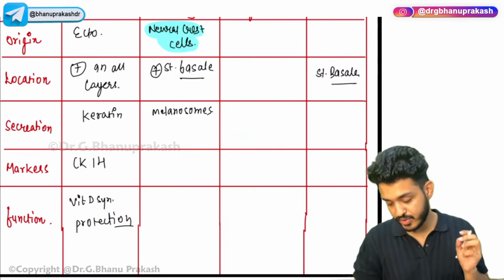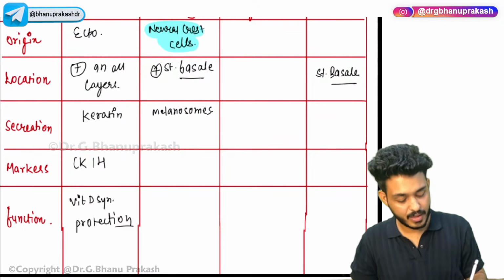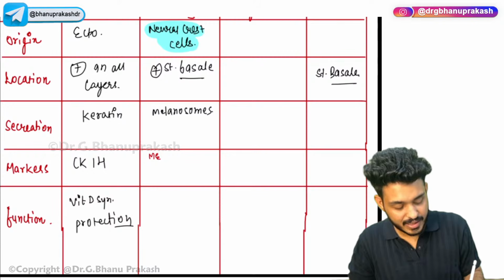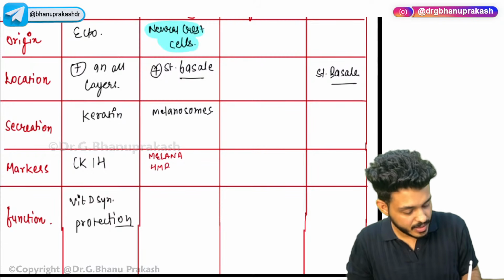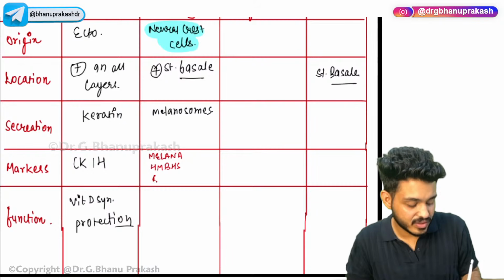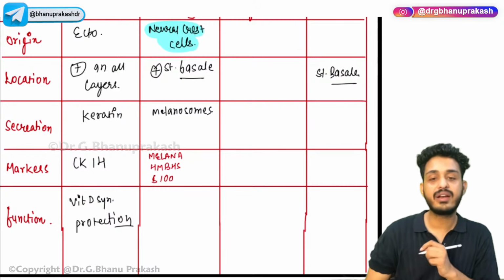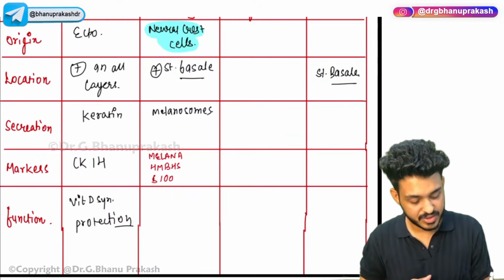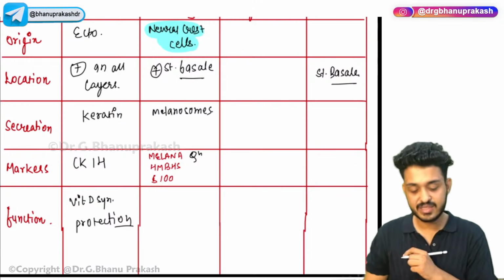They have asked you question on the marker. Which marker is that, sir? First one is your Melan-A. Second one is your HMB 45, and third one is your non-specific, that is S100. So they have asked you question based on this. Okay, this is also important.